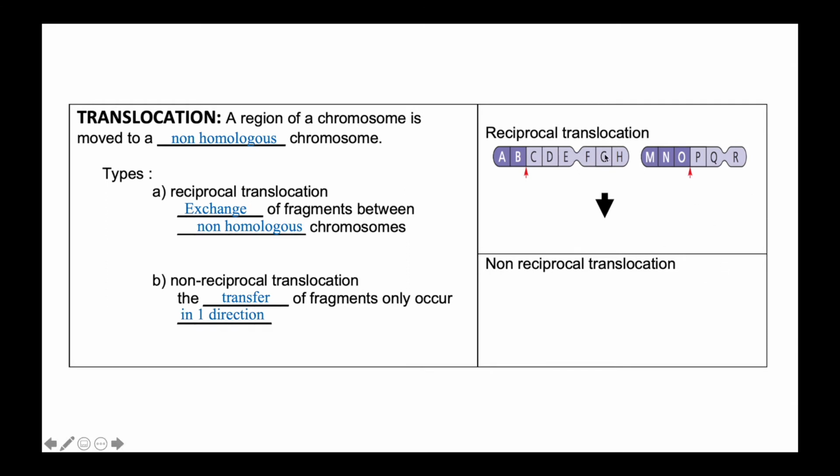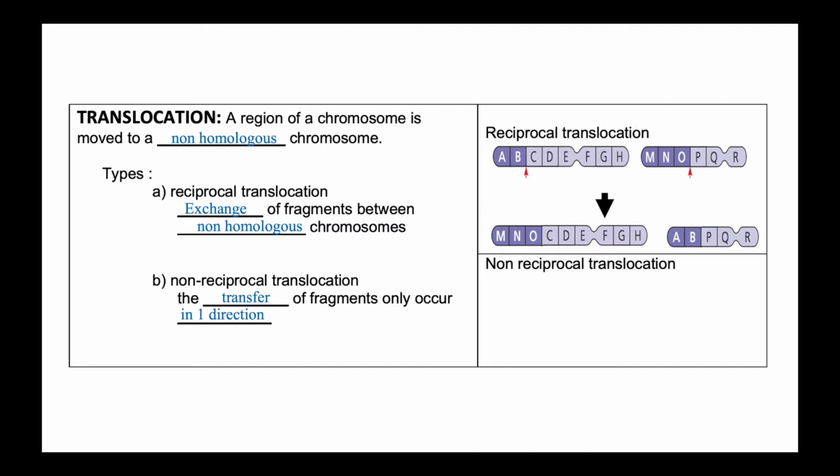Now let's have a look at this diagram. This diagram is showing reciprocal translocation. Once mutation has taken place, the big chromosome will have the segment M and O, C, D, E, F, G, H. Meanwhile, the short chromosome will have segment A, B, P, Q, R.